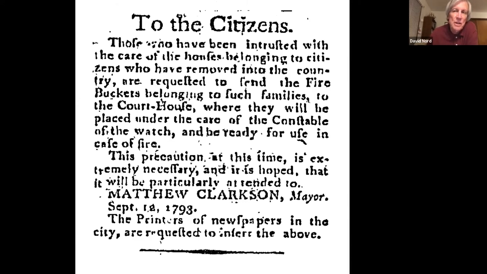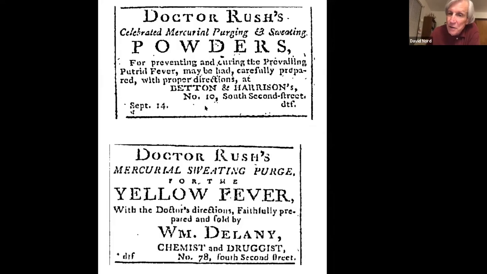This is a very simple little note saying that those who have been entrusted with the care of the homes belonging to citizens who have removed to the country are requested to send their fire buckets belonging to those families to the courthouse, where they will be placed under the care of the constable of the watch and be ready for use in case of fire. So this is just protocols of how to deal with disease when people are holed up in their homes or leaving. The doctors wrote a lot for the newspaper about cures and sometimes advertised their cures.